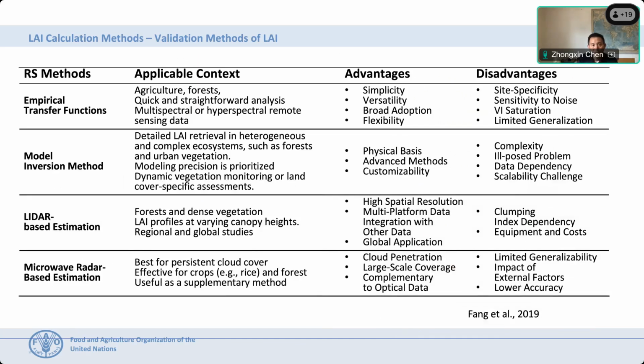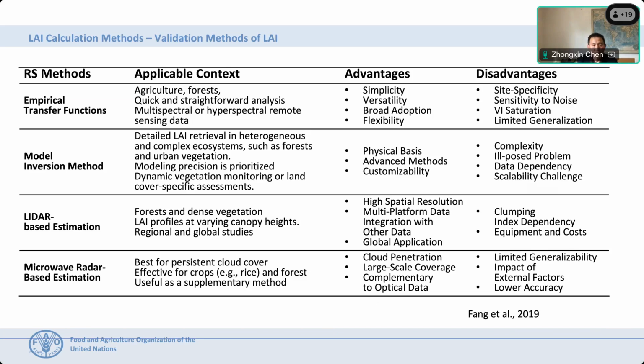And the methodology for inversion of the LAI. So we have different categories of methods. The simplest one is the empirical transfer function. In this category, there are also a lot of different methods. And the second one is the more physically strict inverse model. And this is also widely used. But these two methods are mainly based on the optical multiple band data.